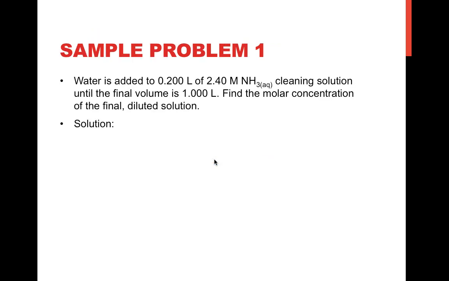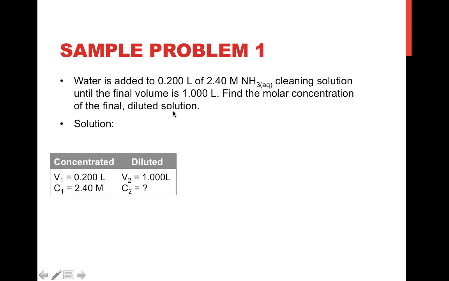this equation. So in this question, it says water is added to 0.2 liter of 2.40 M NH3, where if we remember, capital M is a unit, meaning moles per liter. Water is added to 0.200 liter of 2.4 mole per liter NH3 cleaning solution until the final volume is 1 liter. And we're asked to find the molar concentration of the final diluted solution.